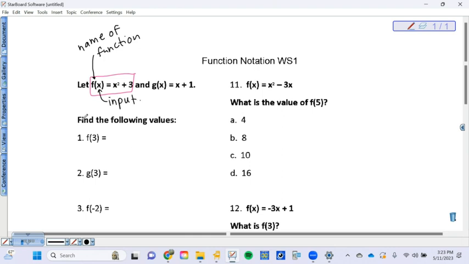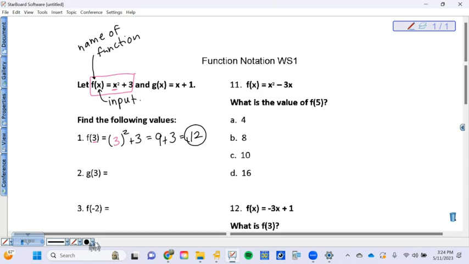So then when I see something like number 1, it says f of 3. That means I take 3 and I plug it in for x. So f of 3 becomes 3 squared plus 3. What's 3 squared? 9. Good. And so then 9 plus 3 would give me 12. Perfect.